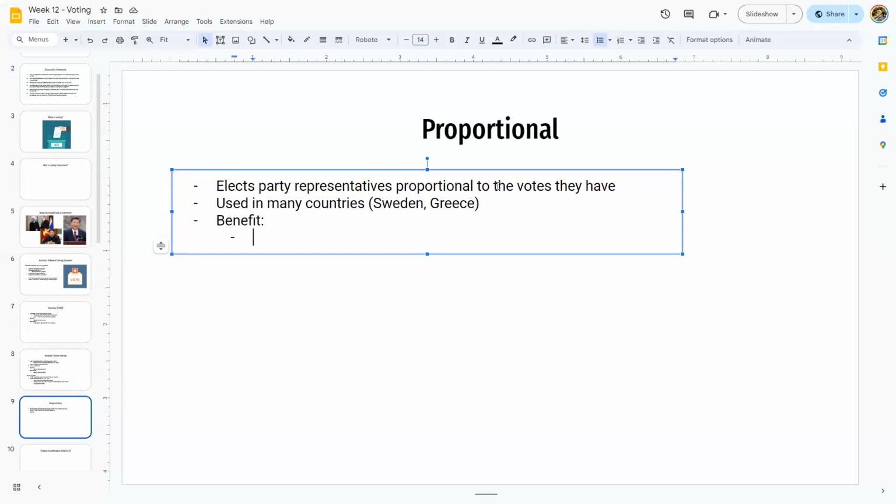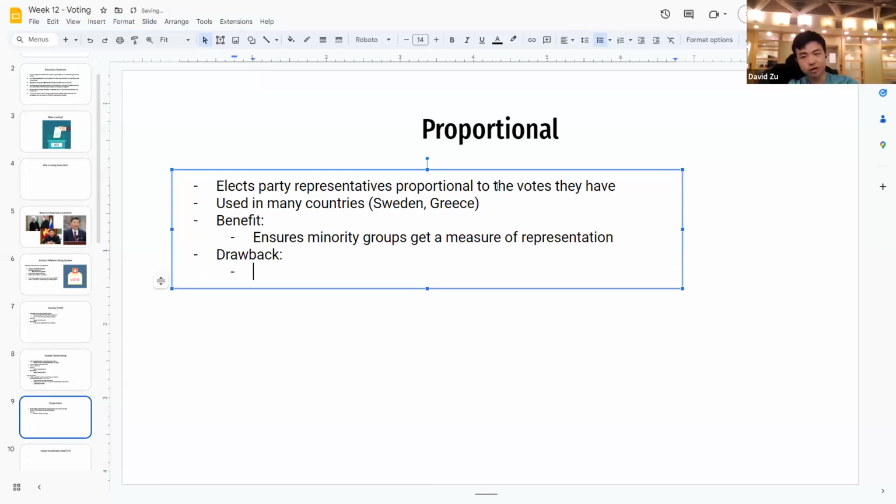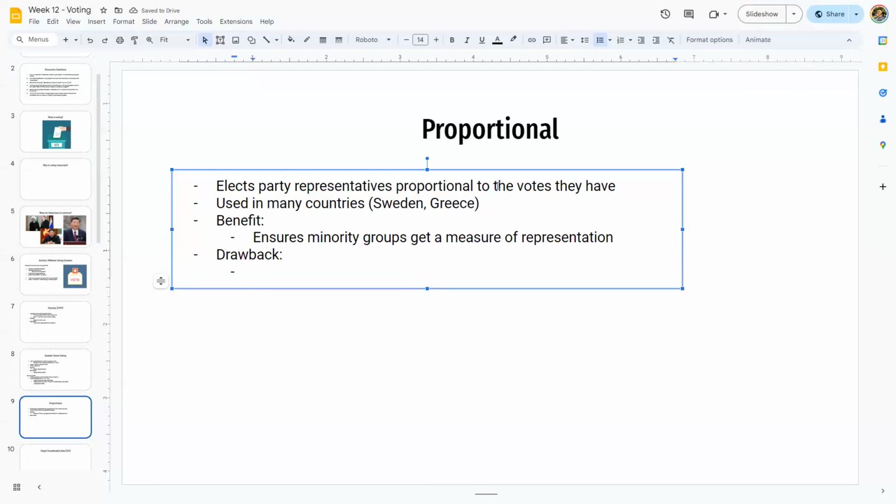One of the benefits is that proportional representation ensures minority groups a measure of representation proportionate to their electoral support. Do you have a drawback of the system? I didn't really get time to search that.